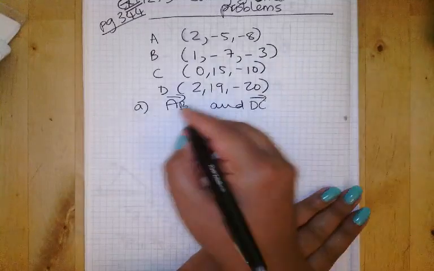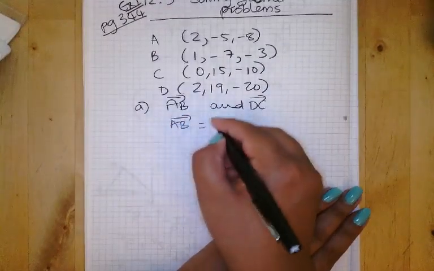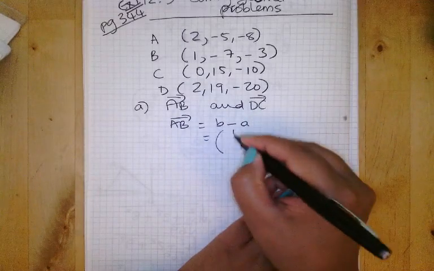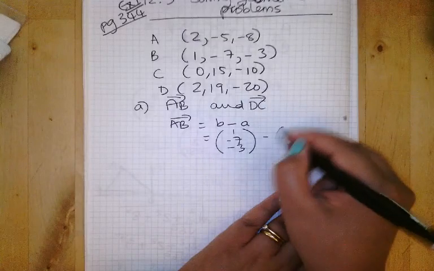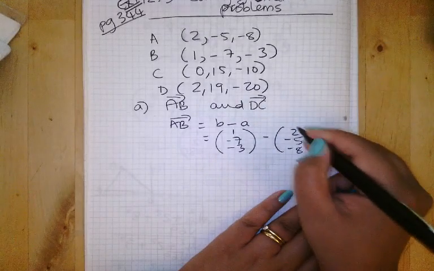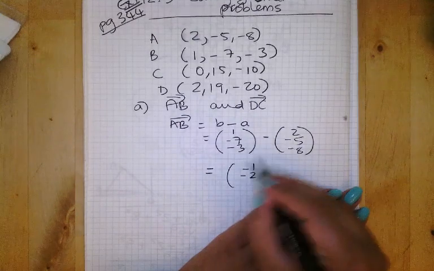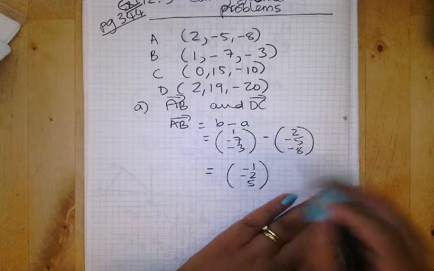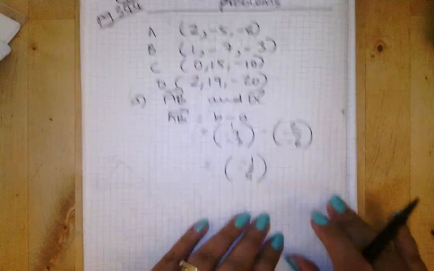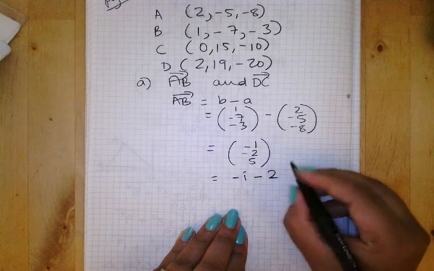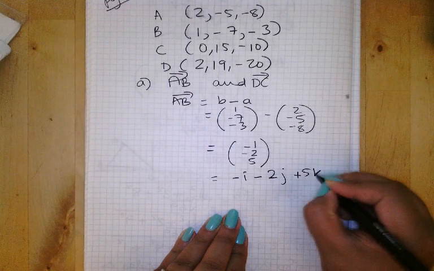So AB vector we know is B minus A. I always like to do this in column vector form, it's much quicker and much easier. So I'm going to have -1, -2, and 5, and that will be in ijk form: -i -2j plus 5k. Okay, so that's AB, and let's find DC.